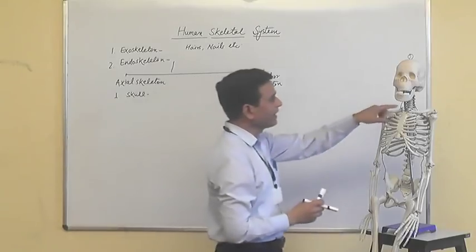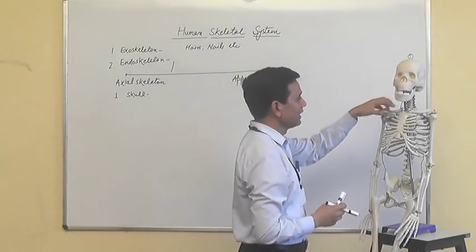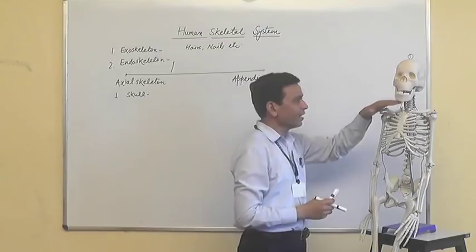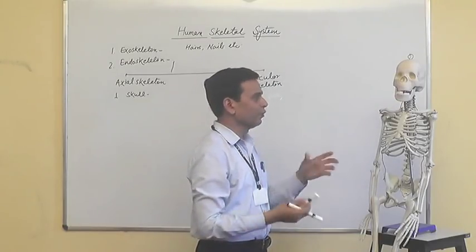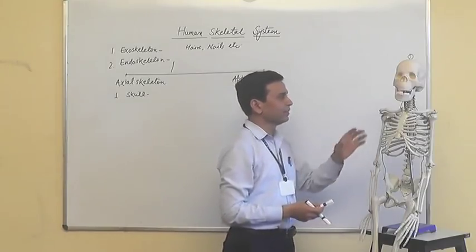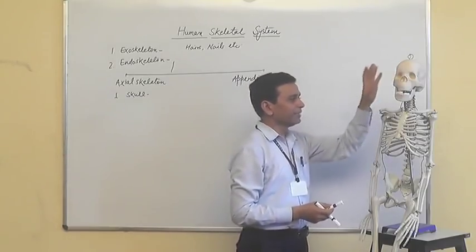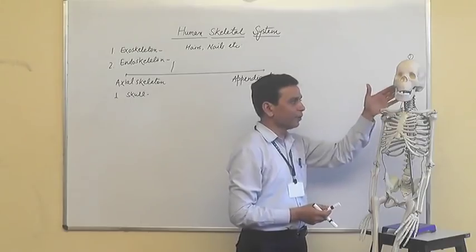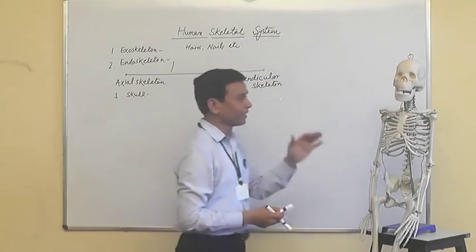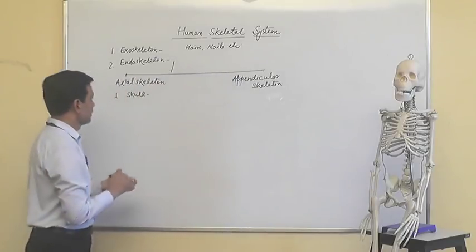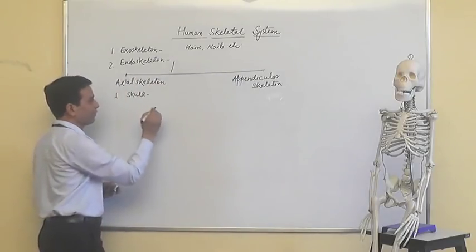Skull, the entire part that is present just above our neck region, is called our skull. We can also say that the part that is present just upon the upper end of our vertebral column is called our skull. Skull is made up of four parts.